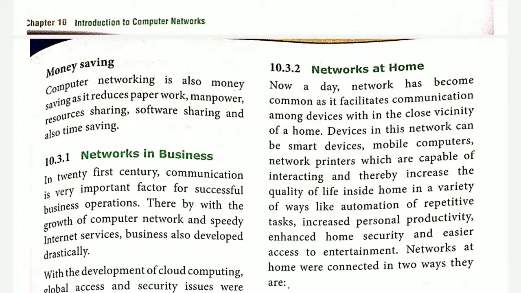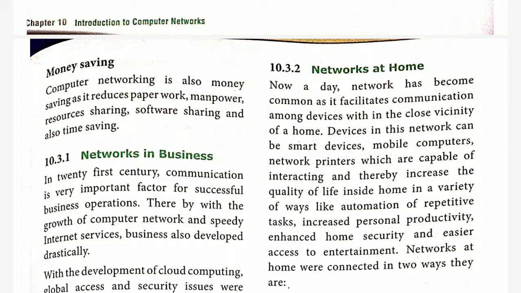It is done in a variety of ways, like automation of repetitive tasks, increasing personal productivity, enhancing home security, and easy access to entertainment. Networks at home are connected in two ways. There are wired networks and wireless networks.